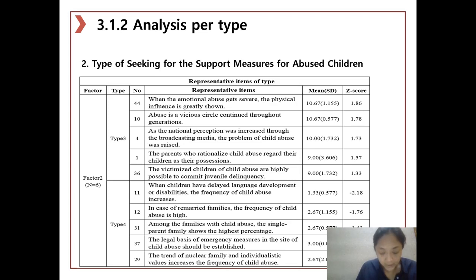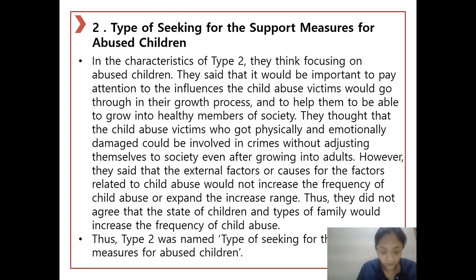The second type is the type of seeking support measures for abused children. In the characteristics of Type 2, they focus on abused children. They said that it would be important to pay attention to the influences child abuse victims would go through in their growth process and to help them grow into healthy members of society. They thought that child abuse victims who get physically and emotionally damaged could be involved in crime without adjusting themselves to society even after growing into adults.